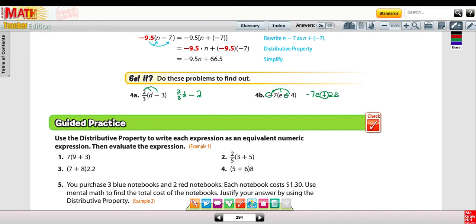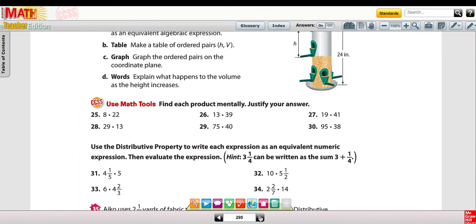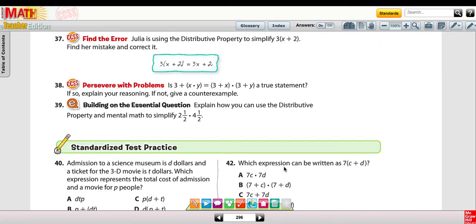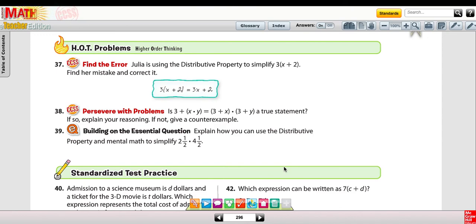On your note sheet, we are also going to look at a few more problems, and I would like for you to look at page 296, the HOT problems, H-O-T, which stands for higher order thinking. And I wrote down to look at number 37. It says, find the error. Julia is using the distributive property to simplify that problem there. What did she do? She took 3 times x to get 3x, but this is a very common mistake. She forgot to distribute the 3 to the 2 as well. This 2 right here should be a 6.